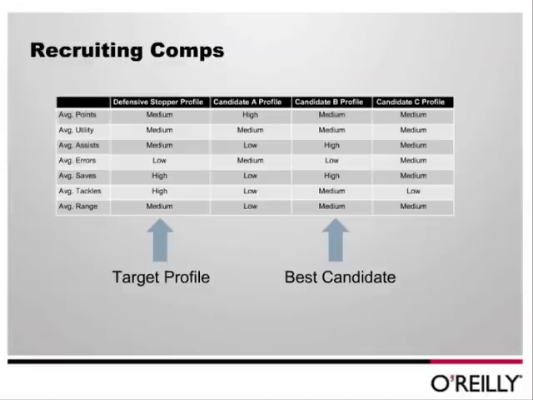And in this example, you can see 3 candidates who we've profiled here, and candidate B is the best match because candidate B is higher in the specific regard that we're looking for, whereas candidates A and C are lower in those regards.